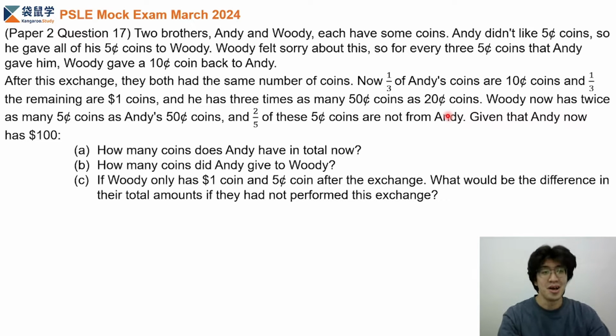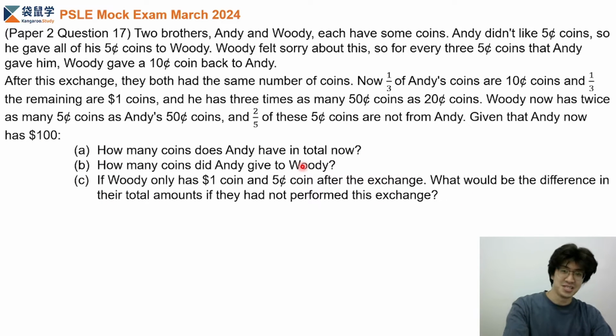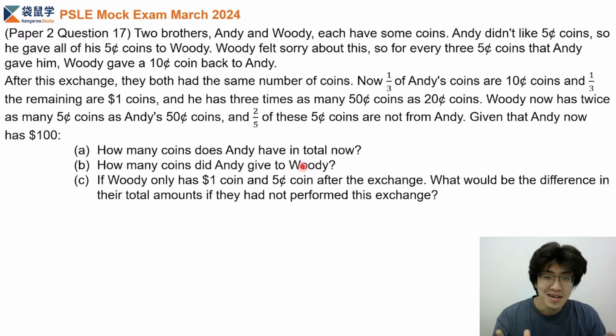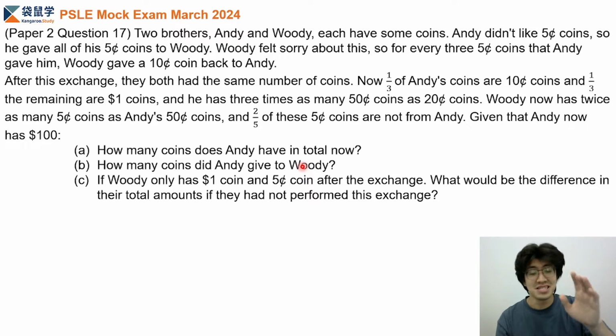Now moving on. Now on the other hand, Woody now has twice as many 5-cent coins as Andy's 50-cent coins. Okay? And 2/5 of these are not from Andy. Given that Andy now has $100, then now we are finally ready to solve these 3 questions. So a pretty long question, but let us try to analyze this step by step.